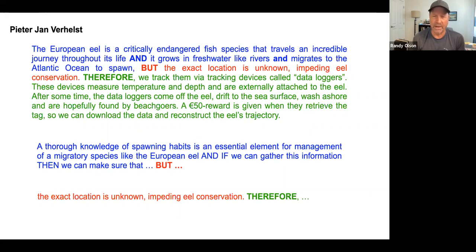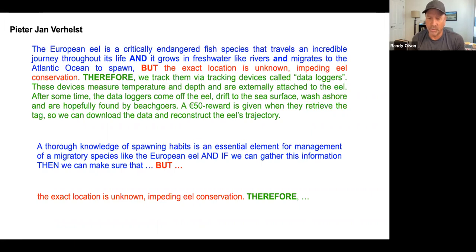You could probably trim down a little bit what you've got there for the actions. But notice that once you get the red material, that guides you backwards into what you want to have in that blue material. And we didn't need to know a lot of things you've got up there. The eel's travel is an incredible journey throughout its life. That's interesting, but that's extraneous to the argument we're trying to put together here. That's just extra information. Grows in freshwater rivers, migrates to the Atlantic Ocean. That's not real crucial. Suffice it to say that it's a migratory species we need to manage.